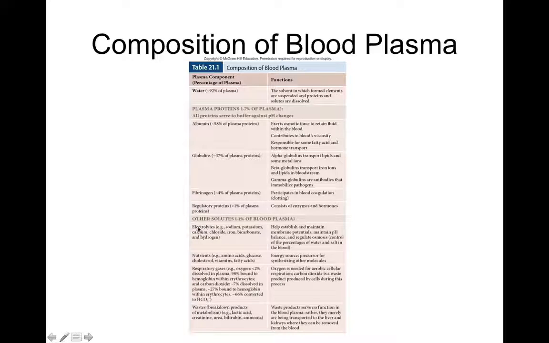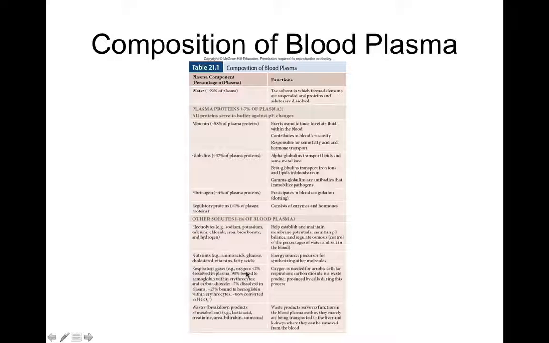And other things, you guys, other solutes, so different electrolytes can be dissolved there, nutrients, gases, and wastes. So electrolytes include things like sodium, potassium, calcium, chloride, iron, bicarbonate, hydrogen. All of these carry a charge, whether it's positive or negative. That's why we call them electrolytes, because they can conduct electricity. These are important in your body, and we'll come back to this later. Other nutrients can be carried by your blood too, whether they're amino acids or sugars or cholesterol or vitamins or fatty acids. These are transported around your body through your bloodstream.